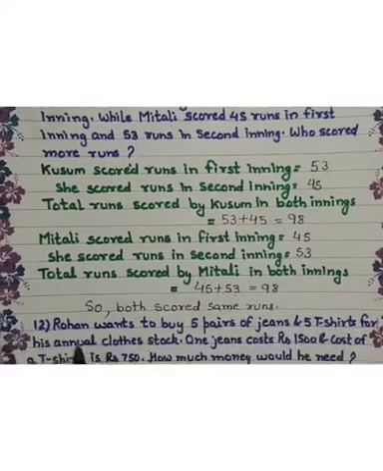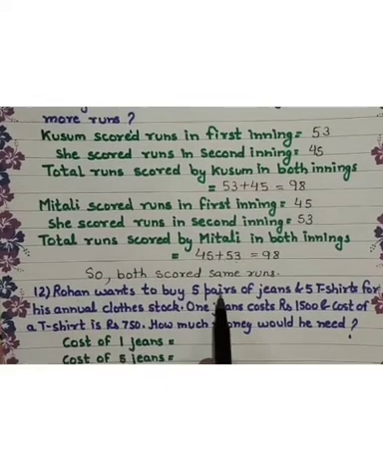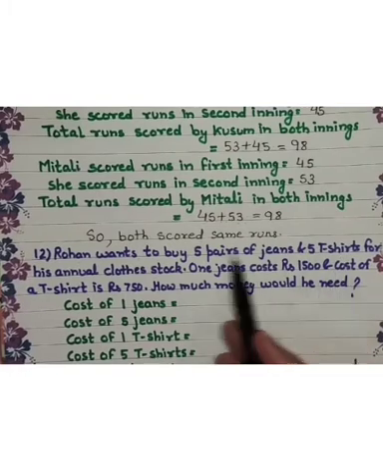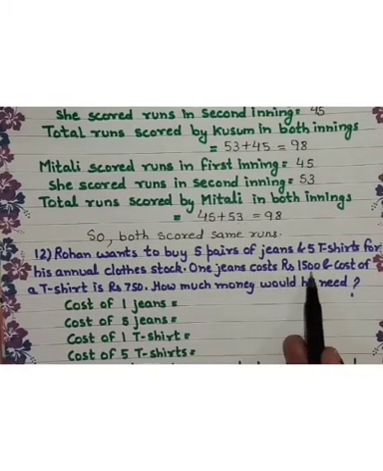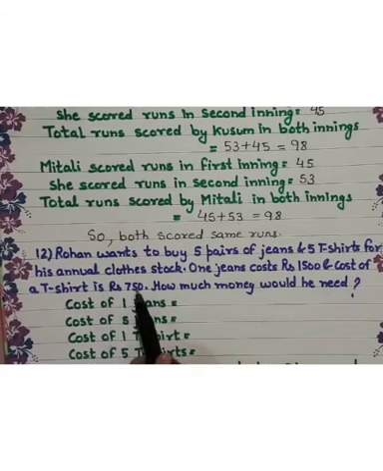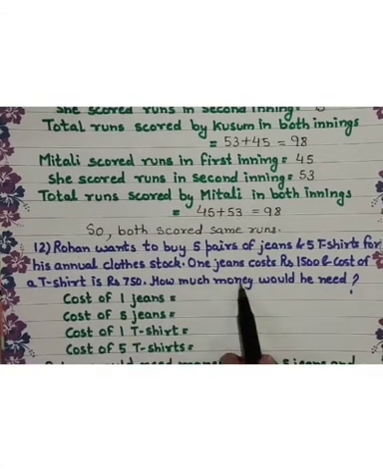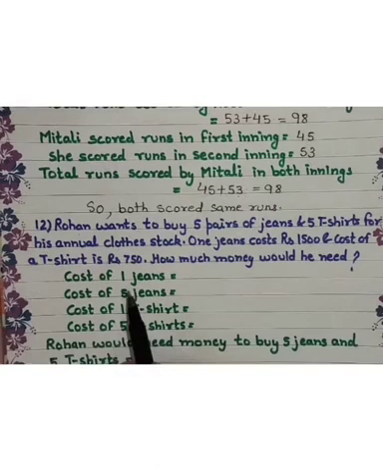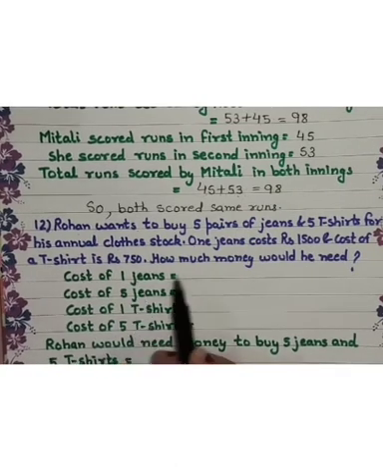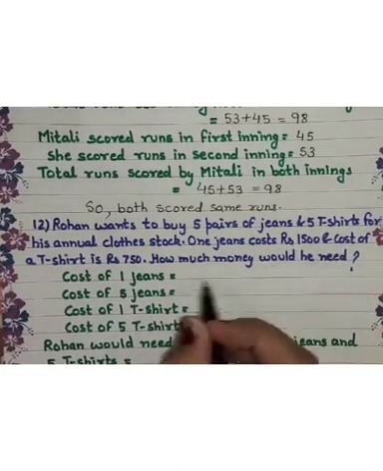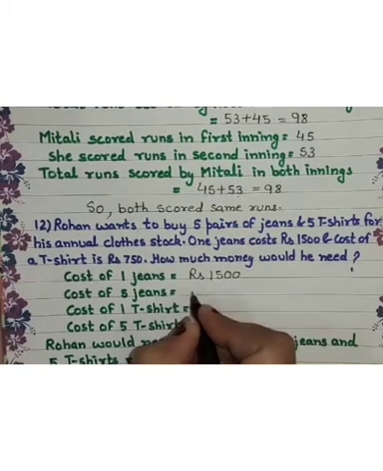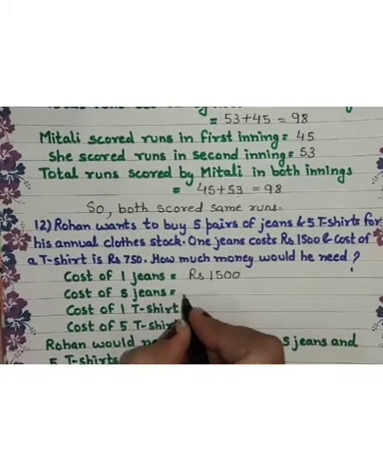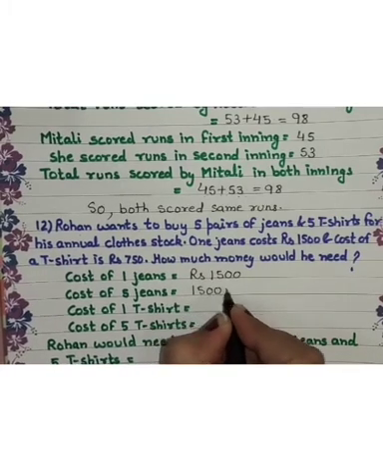Now, question number 12. Rohan wants to buy 5 pair of jeans and 5 t-shirts for his annual clothes store. One jean costs rupees 1500 and cost of t-shirt is rupees 750. How much money would he need? Here, cost of one jeans is given 1500 rupees and he bought 5 jeans.